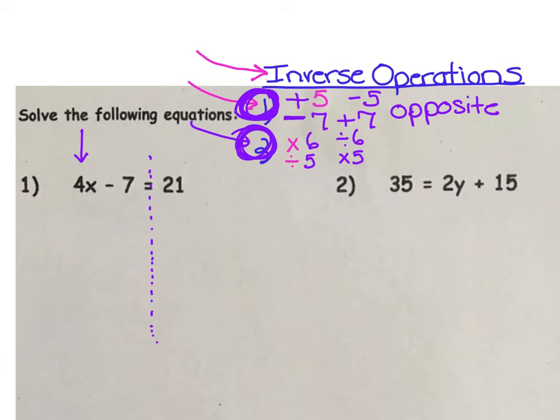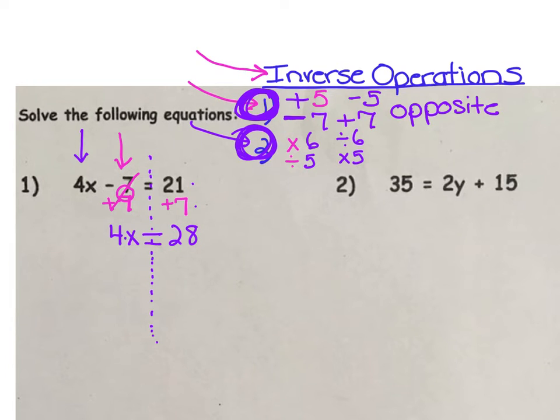Now, let's look at the minus 7. We need to zero out that term. We're going to do the opposite. Let's add 7 to the left and add 7 to the right and zero out that term. We're left with 4x equals 21 plus 7 is 28.